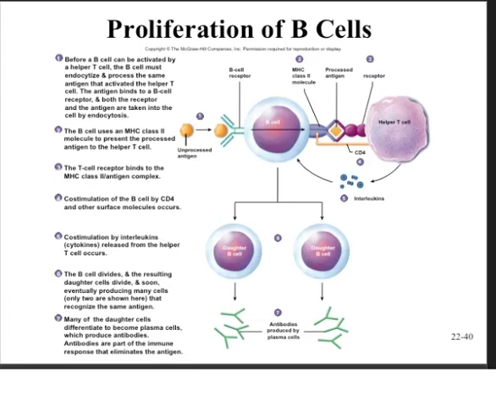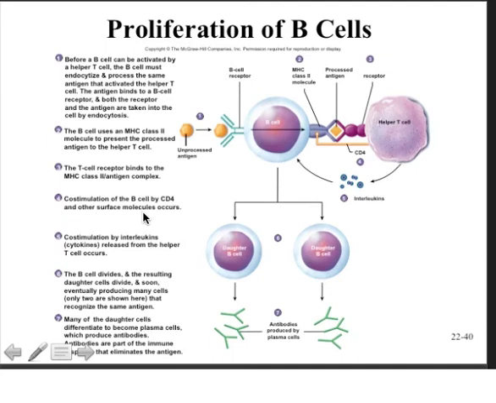So what you're looking at here is just a flow chart showing you how we stimulate the proliferation of B cells. Prior to B cell activation by a helper T, the B cell has to endocytose and process the same antigen that activated the helper T. This antigen binds to a B cell receptor, and both the receptor and the antigen are taken into the cell via endocytosis. The B cell then uses an MHC class II to present the processed antigen to a helper T, whose receptor binds to the MHC class II antigen complex.